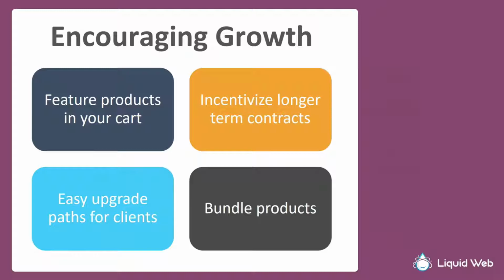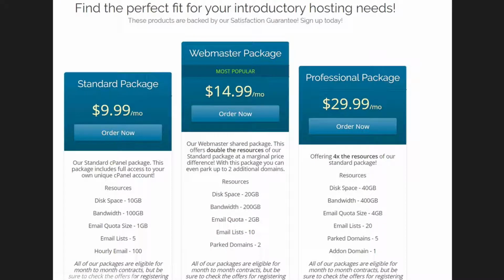So jumping right into that, the featured package, what this looks like, this comparison, this is the hosting comparison order form. You'll see that we have 3 packages here, just like you saw in my back end. You have the standard, the webmaster, and the professional. The webmaster is featured, so it pops up on the page. It has the most popular tag, and these things can be modified as well.